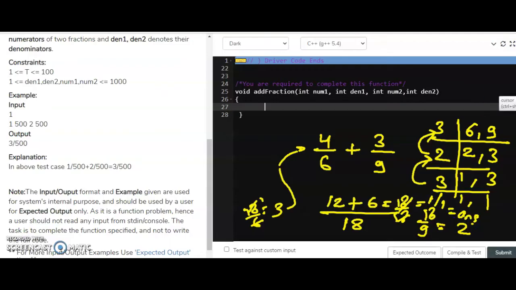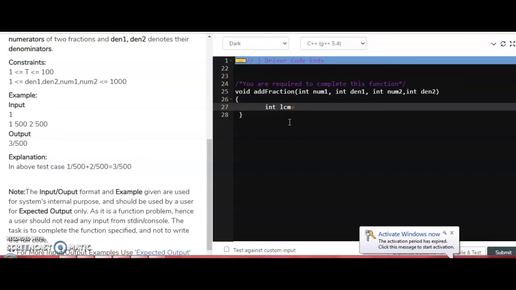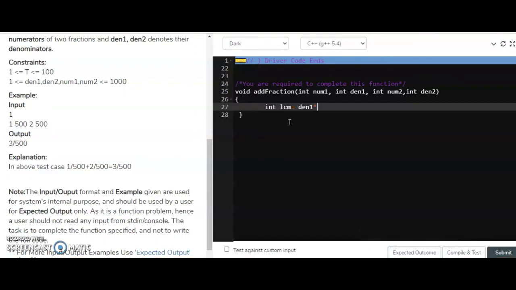So let's see the code part now. Okay, they already made a function and we just have to apply the logic, right? As we know how to find the LCM, I'm just taking a variable LCM, and we have to find the LCM of the denominators, right? For finding the LCM of the denominators, as I have already made a video on LCM, you can see in my playlist, where I have shown how to find the GCD and how to find the LCM, right? So we are applying the same logic here.